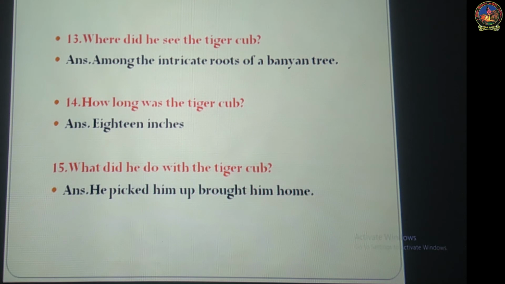How long was the tiger cub? The tiger cub was 18 inches. How long was the tiger cub? 18 inches. What did he do with the tiger cub? He picked him up and brought him home.